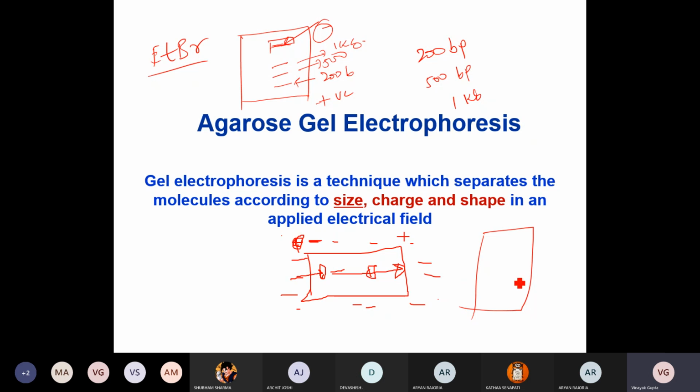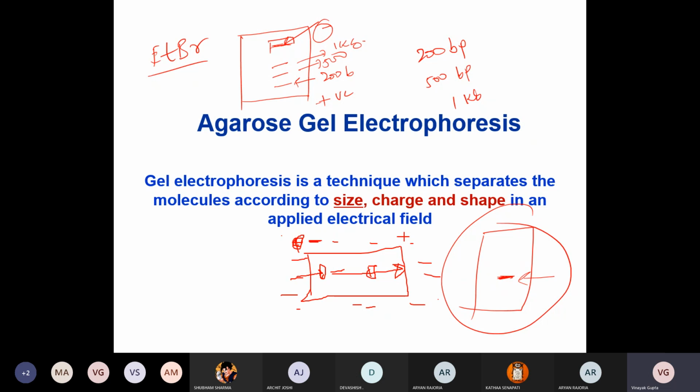Let's say this is the gel, and here DNA is there. So EtBr is going to bind to the DNA, and if you now put this gel under UV light, it is going to show fluorescence. And in that way, you are going to detect that yes, I have the DNA. You will be able to visualize DNA here as a band.